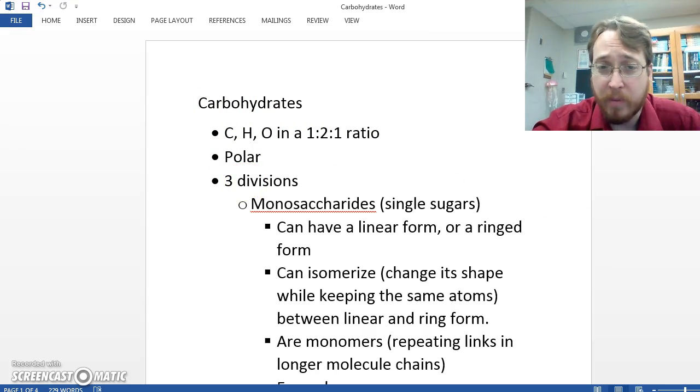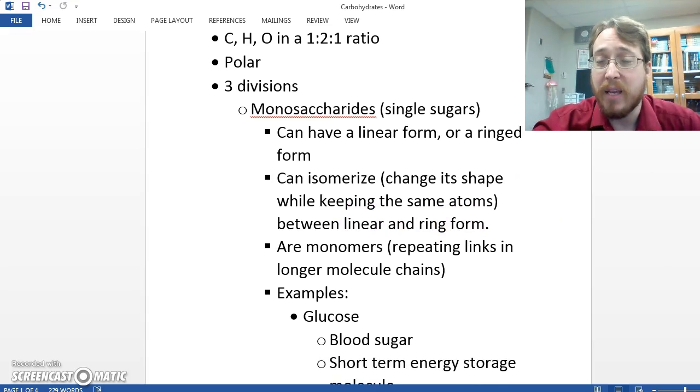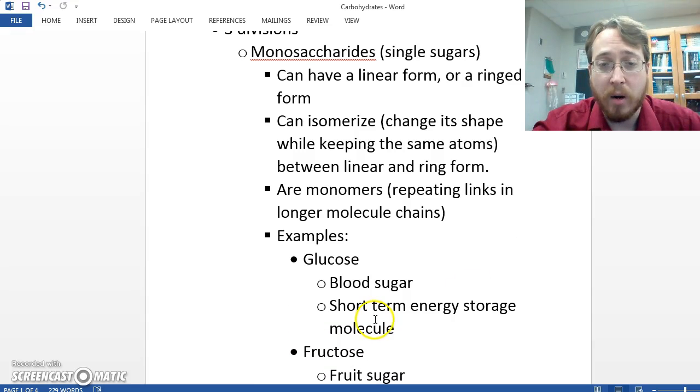We've only talked about one of them, the monosaccharides. The monosaccharides are single sugars. They can have a linear form or a ring form. They can isomerize between the linear and ring form. And they are monomers, which are repeating links in a longer molecule chain. And we're going to talk more about that in future videos. Now, our examples are glucose, which is the same as blood sugar, and it's a short-term energy storage molecule, and fructose, which is fruit sugar.